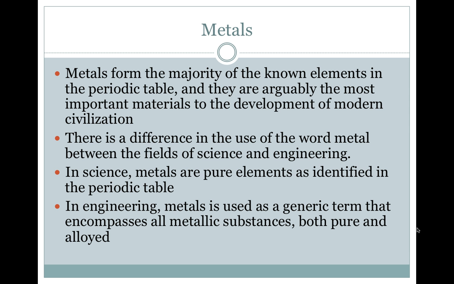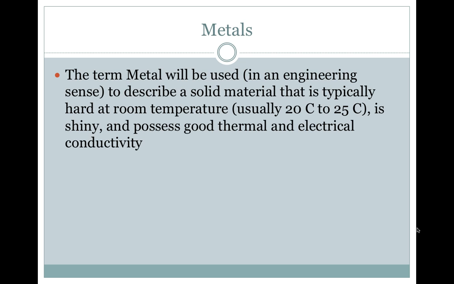Metals. Metals form the majority of the known elements in the periodic table, and they are arguably the most important materials to the development of modern civilization. There is a difference in the use of the word metal between the fields of science and engineering. In science, metals are pure elements as identified in the periodic table. In engineering, metals is used as a generic term that encompasses all metallic substances, both pure and alloyed.